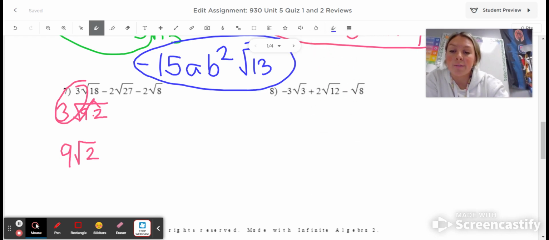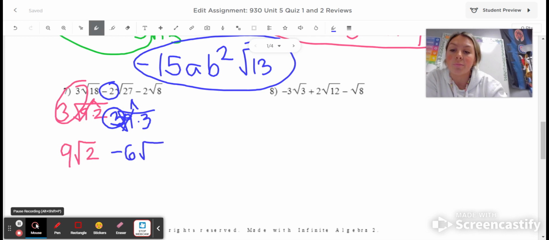The second one I have is 27. I can break up 27, I'm breaking up 27 as 9 times 3. The square root of 9 is 3, but there's already a negative 2 outside. So this is going to be negative 2 times 3, and I'm going to get negative 6 square root 3.